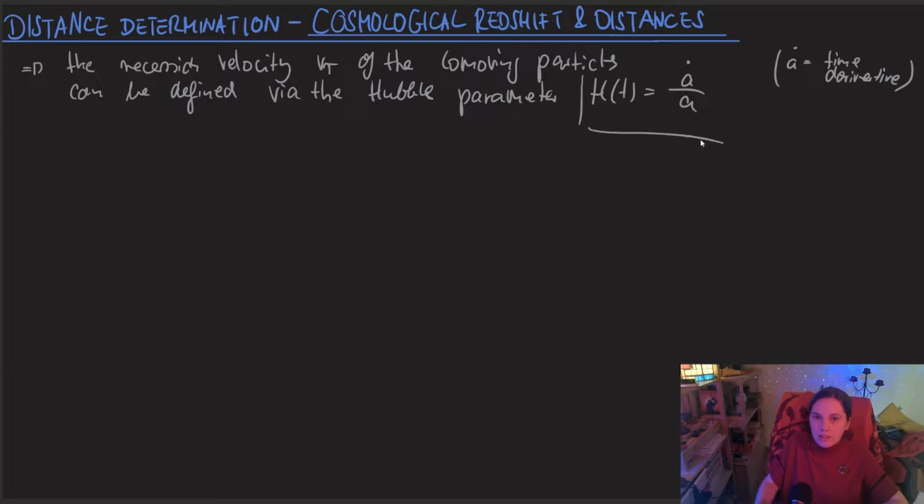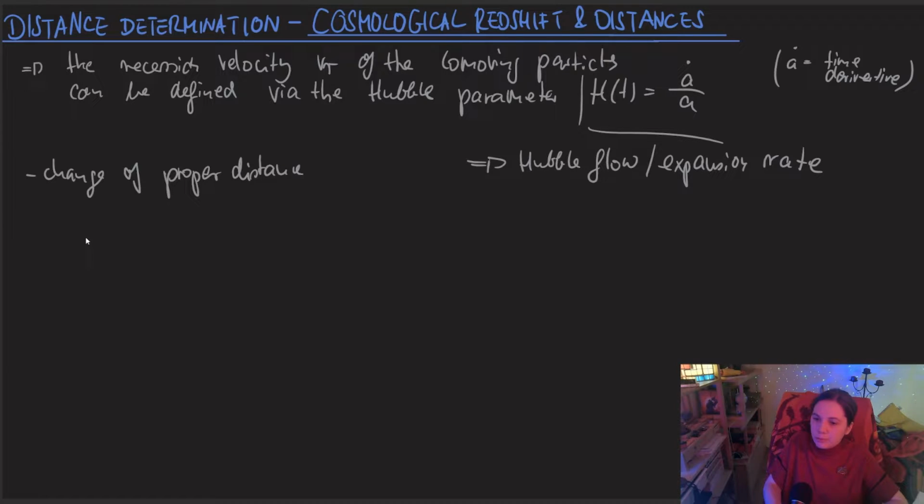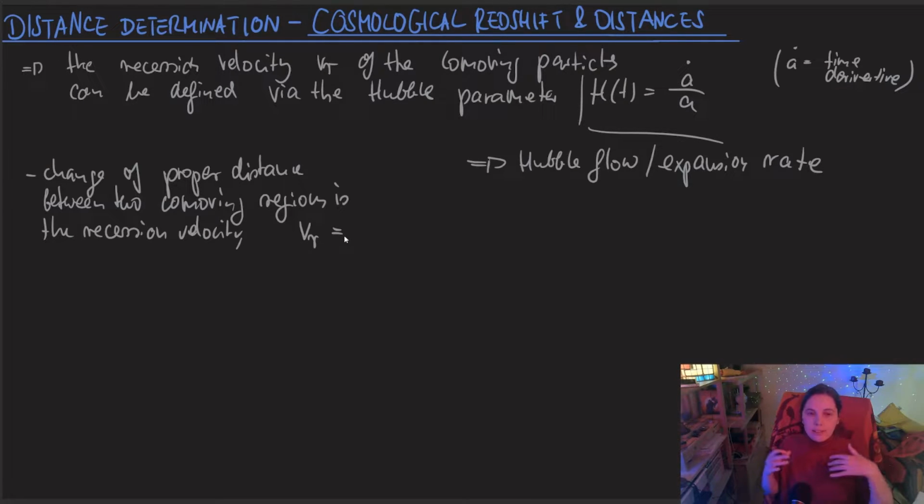And this formula is the Hubble flow, or expansion rate. The change of proper distance between two co-moving regions is called the recession velocity. It's not that one galaxy is moving away from us; what really happens is that both co-moving particles move away from each other due to the expansion of space. And this can then be derived via the expansion scale parameter.